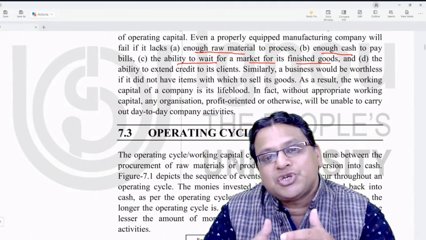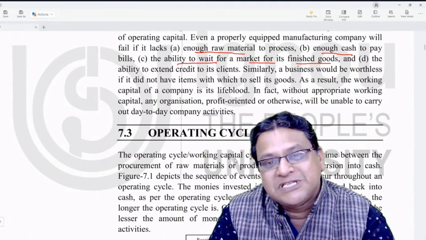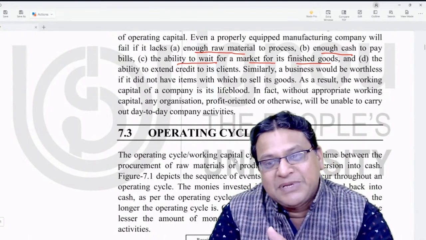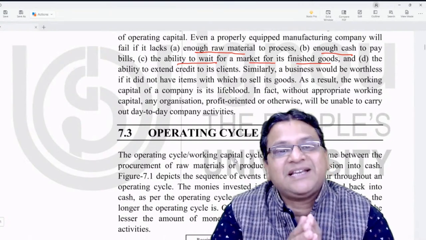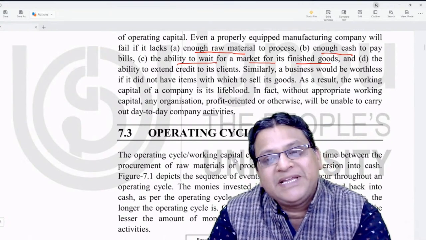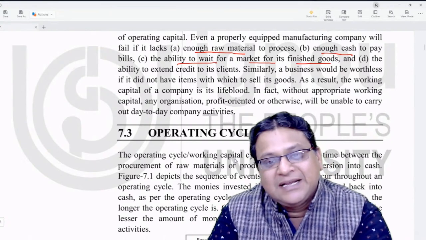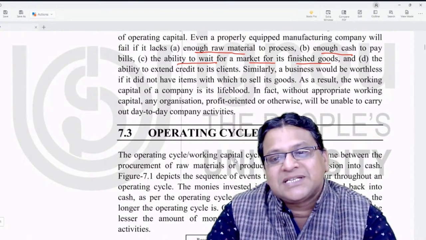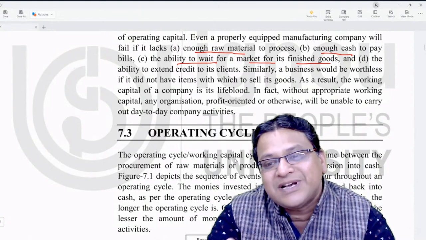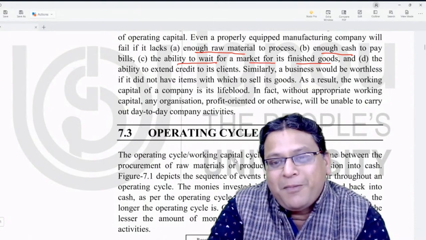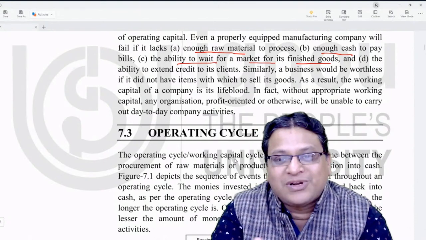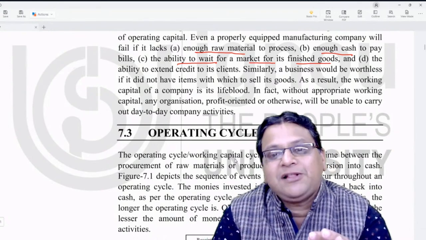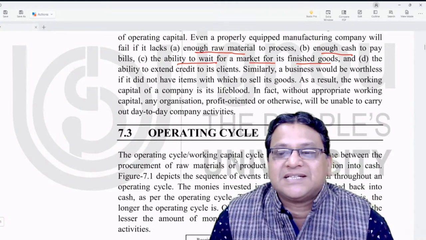That means some amount of money of the business is blocked in raw material. Some amount of money in the business is blocked in cash in hand. And some amount of money of the business is blocked in finished goods. Similarly, the business generally sells goods on credit. That means some amount of money will be blocked in debtors. Hence, for running the business, working capital is necessary.